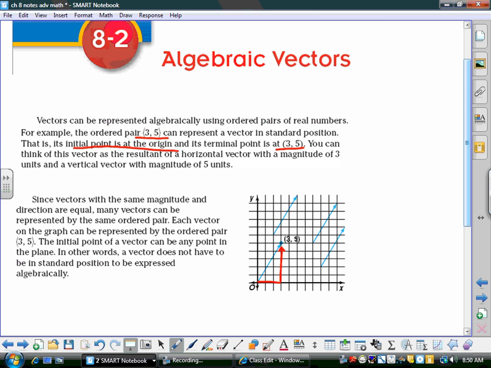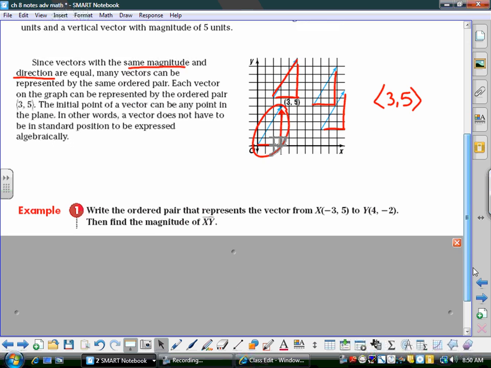Now there are lots of vectors that could be 3, 5 because as long as it has the same magnitude and the same direction, it's equal. This one's also 3, 5 because it goes over 3, 5. This one goes over 3, 5. All of those are the same vector. Typically though, when we write an ordered pair 3, 5, we mean the one that starts at the origin. We mean this one. It wouldn't have to start there though.